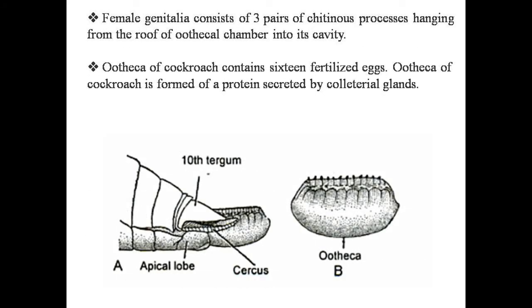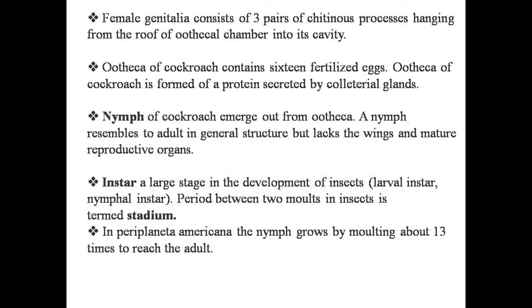The ootheca of the cockroach comprises 16 fertilized eggs. The ootheca of cockroach is formed of a protein secreted by the collateral glands. From the ootheca of the cockroach, the nymph arises, and then it molts to form the adult cockroach.